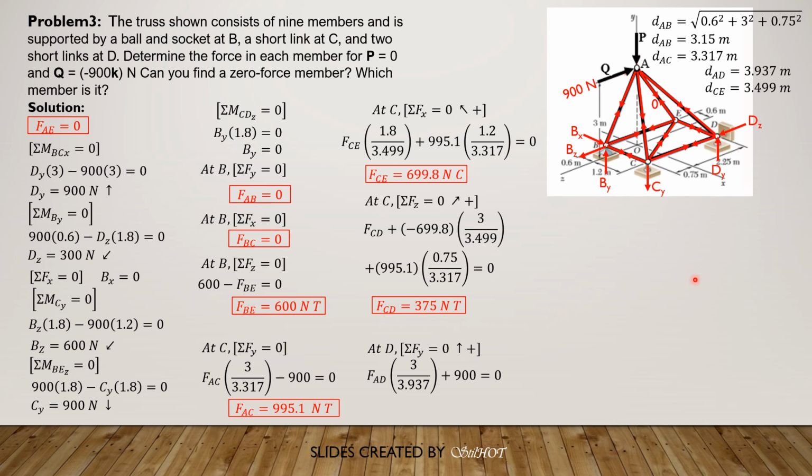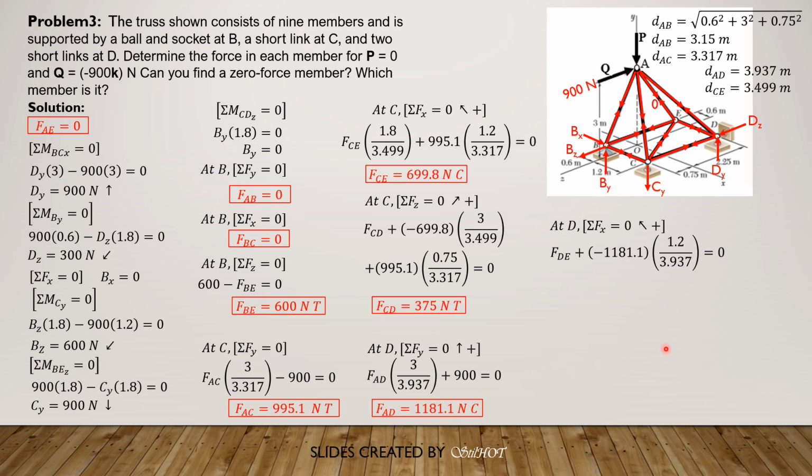Now we proceed to joint D, summation forces Y first, equals 0. So upward is positive. So FAD times component of distance 3 divided by distance 3.937, then plus Dy, which is 900, equals 0. So FAD is equal to negative 1,181.1 newtons.